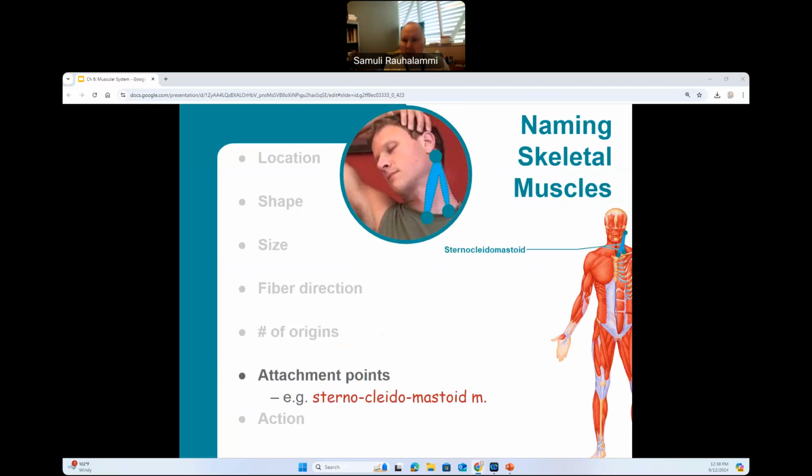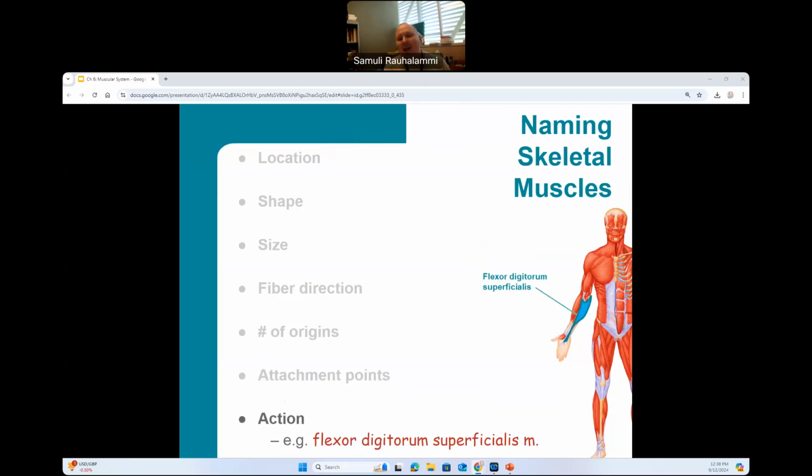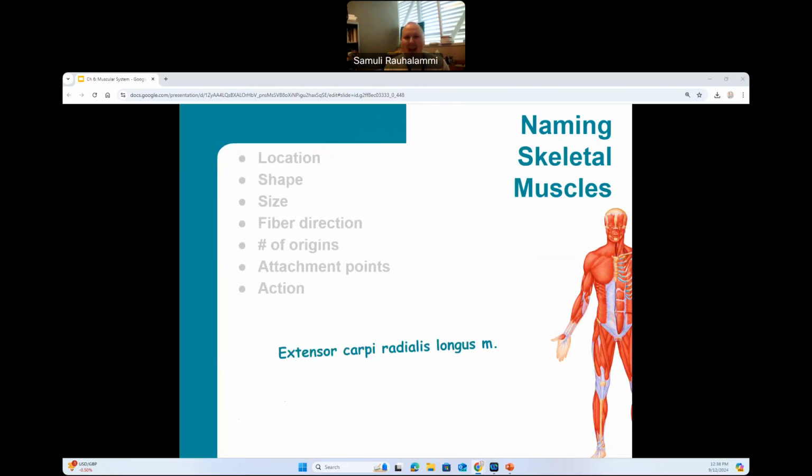We can also look at the location of the muscle's origin and insertion. I think one of my favorites is the sternocleidomastoid muscle. It tells the 3 points where it attaches: the sternum, clavicle, and mastoid process. And we can also look at the action of a muscle. We just revised these, so whether they're flexors, extensors, abductors, adductors, I think we did a good job with those. And finally, sometimes we see a combination of many of these. For example, the extensor carpi radialis longus muscle tells us that it extends the wrist, is located at the radius, and is long.